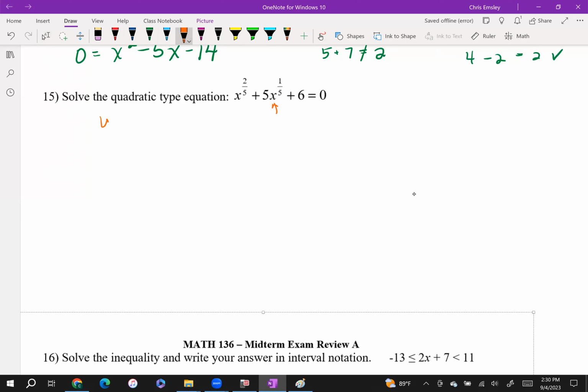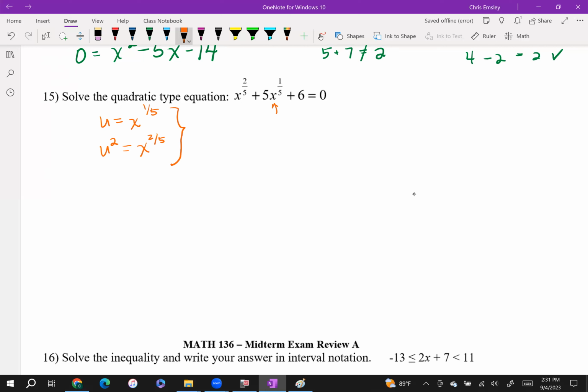So I want to start off by introducing a new variable. I'm going to say that u is exactly the same as x to the 1/5. x to the 1/5, kind of hard to deal with. U, that's a nice straightforward, easy variable. And if u is x to the 1/5, it would also be true that u squared is x to the 2/5.